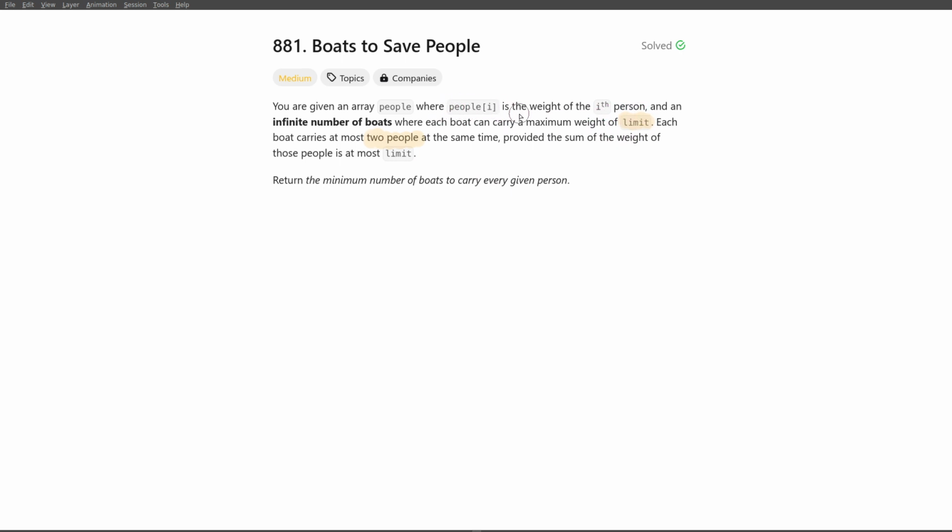We're given the weight of every person, and we have to use as small a number of boats as possible for them to be able to travel. So essentially we have to maximize the number of times that we use one boat to transport 2 people. Now it will be useful for us to consider the people in non-decreasing order of their weight.